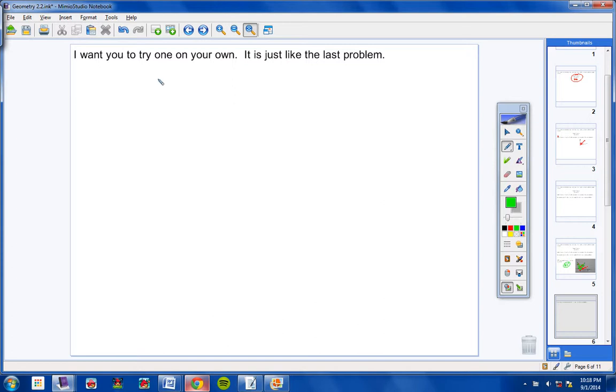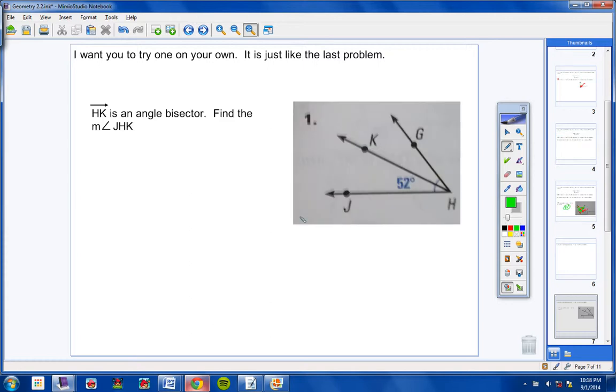Now students, I want you to try this next one on your own. It's just like the last problem, and usually I ask you to pause the video, but today I want you to let the video run. I'm just going to wait about probably 30 seconds, maybe 60 seconds, and have you try this on your own. Okay, so here's the problem. Go ahead and try this. Go ahead and copy this in your notes if you would, please.